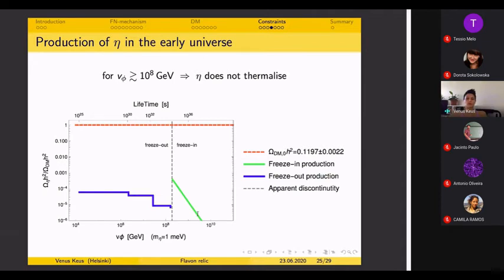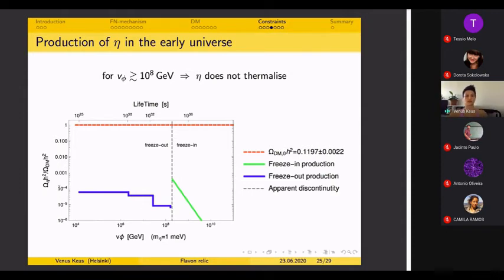If you want to do a very realistic plot, one would have to numerically solve the Boltzmann equation to see what exactly happens here. So yeah, this is not a physical discontinuity, it's just due to the assumption that we are making.